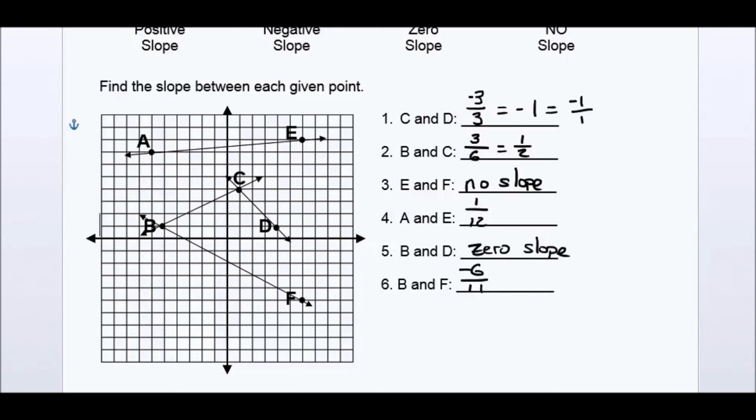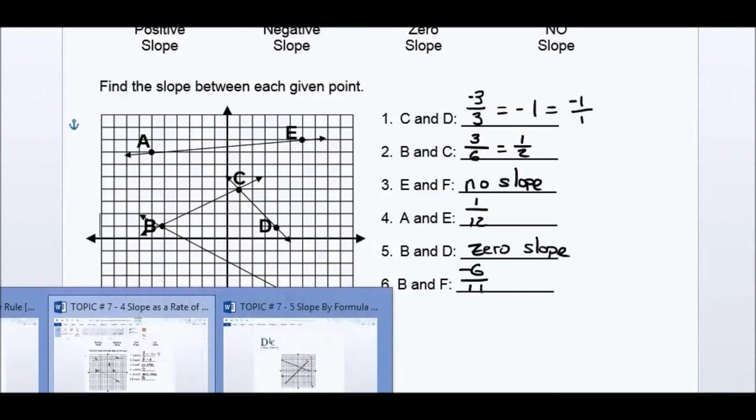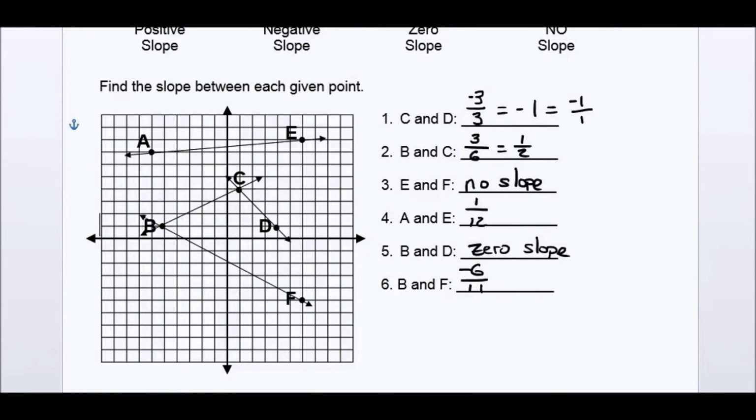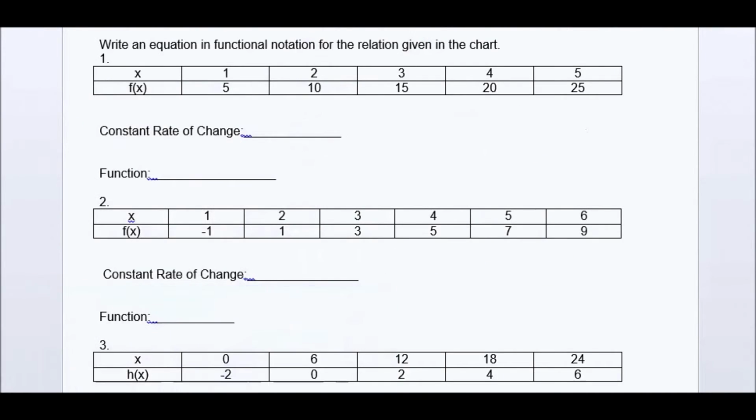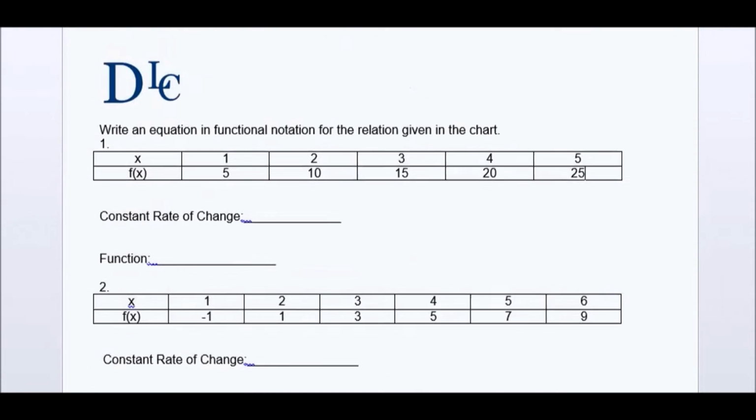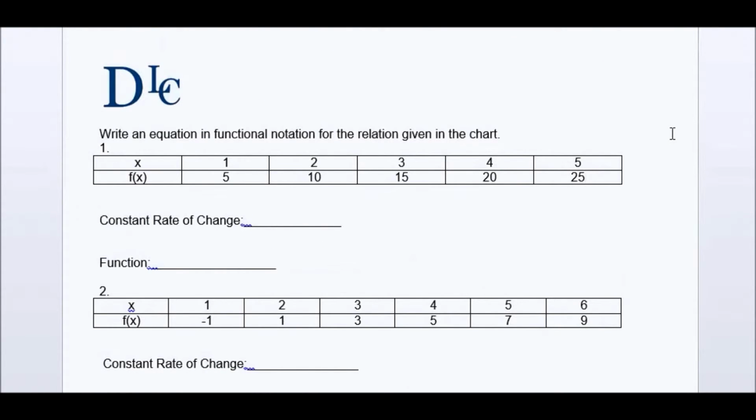Now what we're going to do is find slopes, but instead of looking at a line, we're going to look at a table of points. Let me just pull up that worksheet. Alright, so here we have a table.